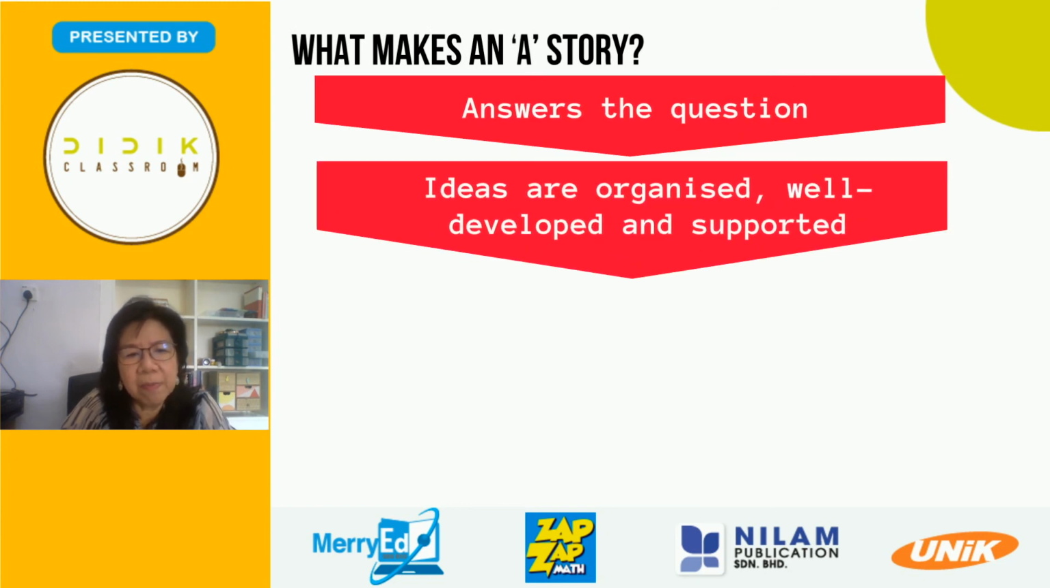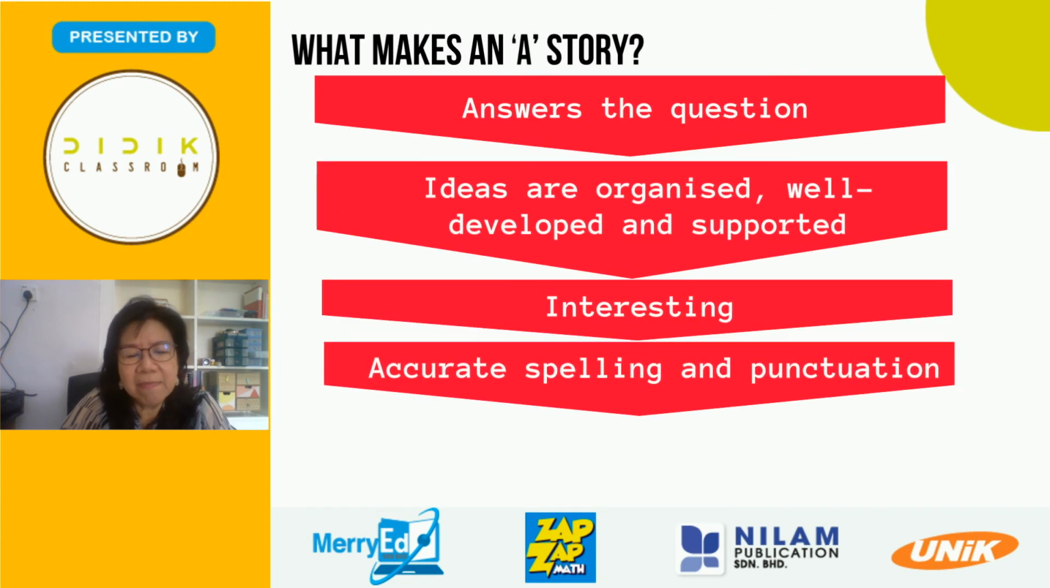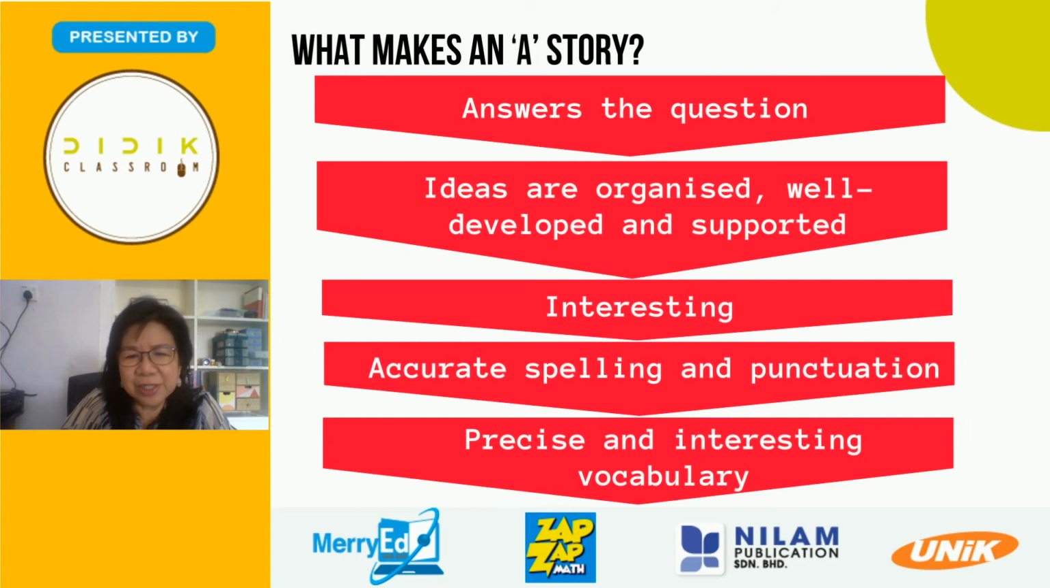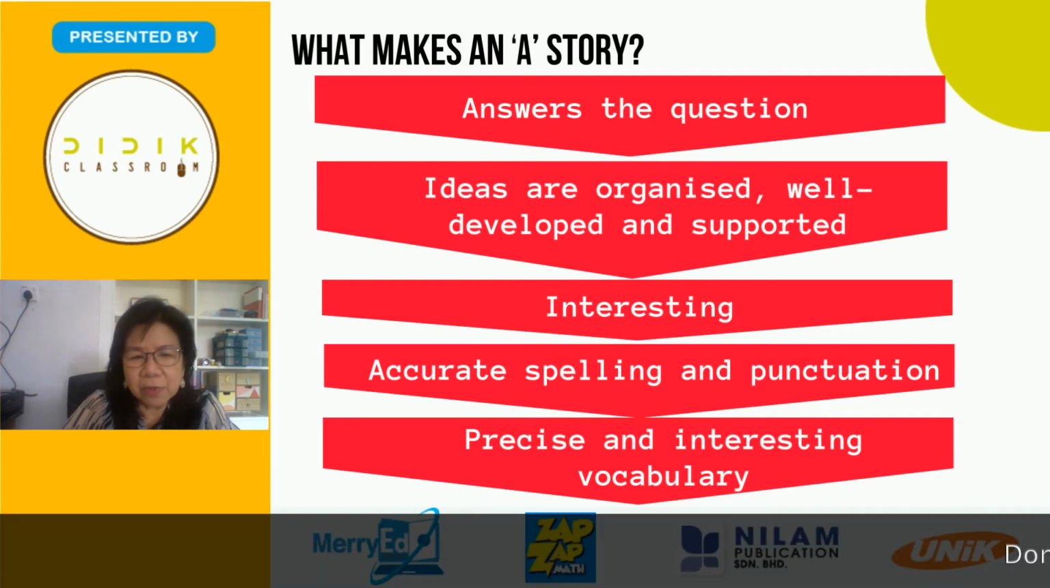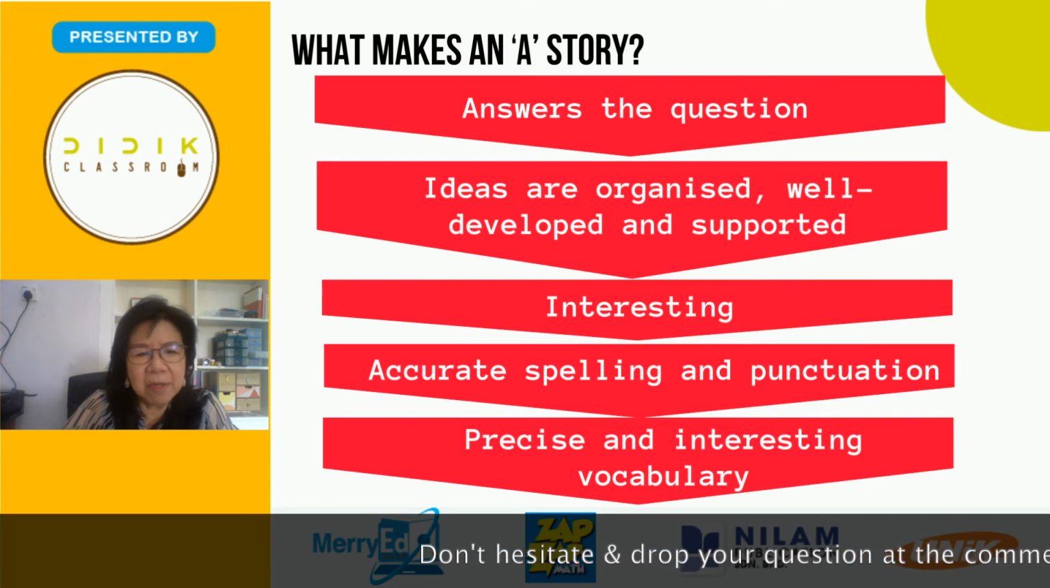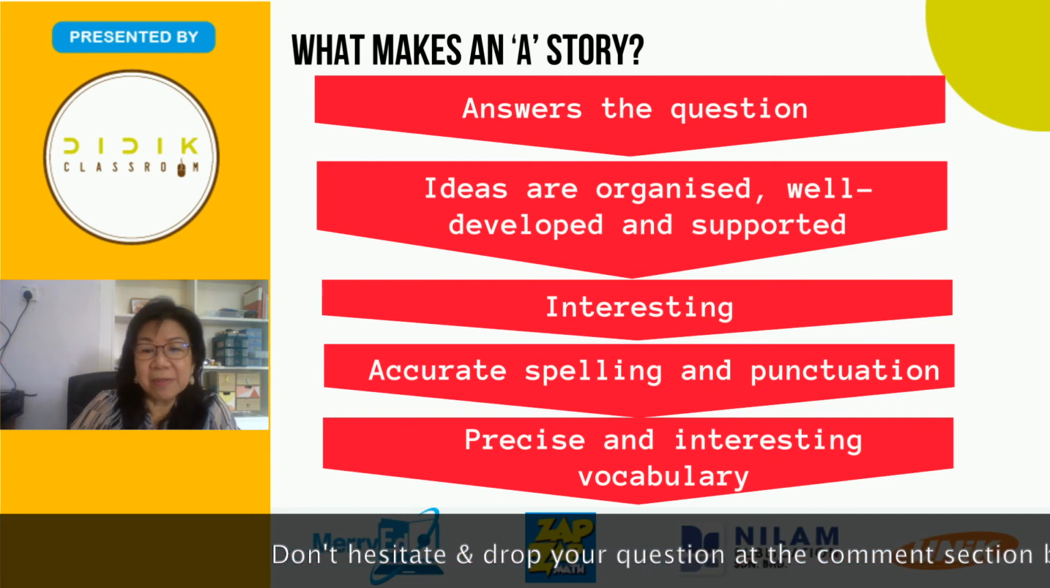Just want to give you some pointers. Firstly, it must answer the question. Alright, that means if the task calls you to describe someone who regretted his action, then the story must be about that someone. So if it's asking you about how you helped Puan Ramla, then it must be about you and Puan Ramla. It shouldn't be about somebody else.